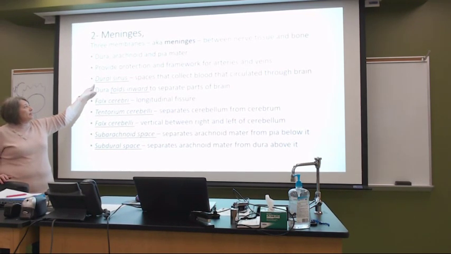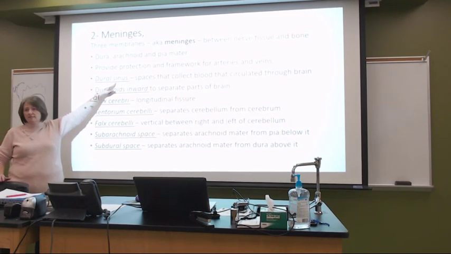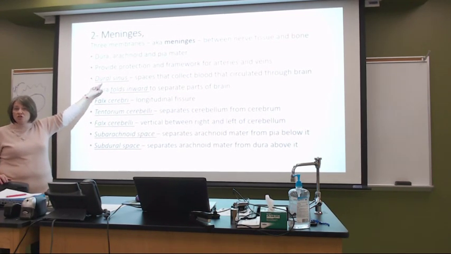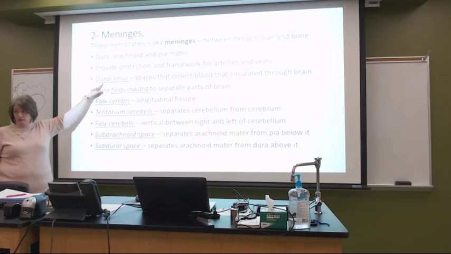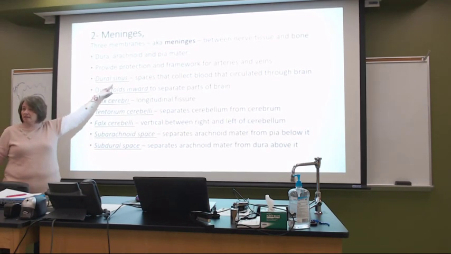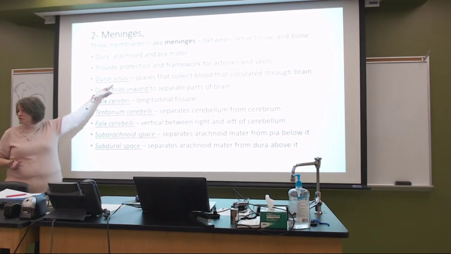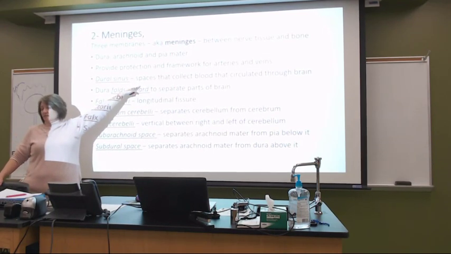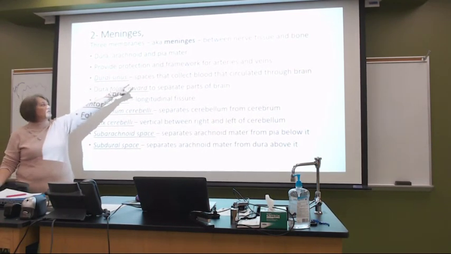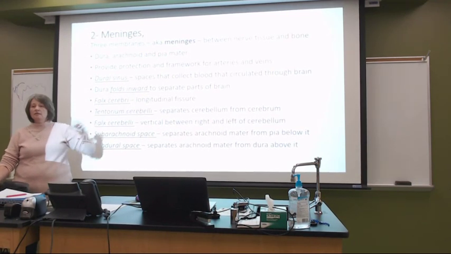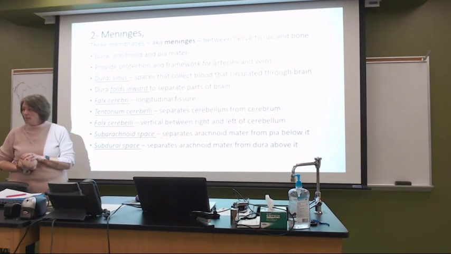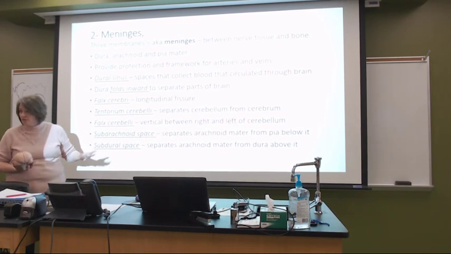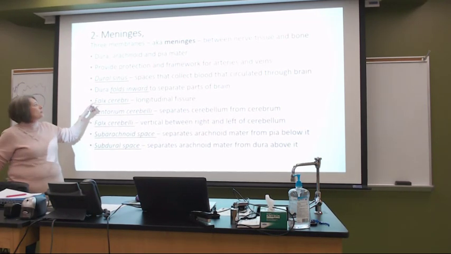We have what's called a dural sinus. Okay? Dura mater. Okay? Sinus. Do you guys remember that term from part 1? Where it's like an empty space? Okay? So, that wrapping is creating spaces to collect blood to help circulate through the brain. And you'll hear them referred to if something's wrong in that area.